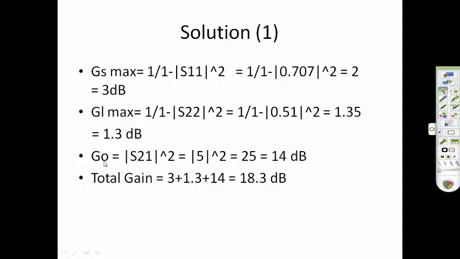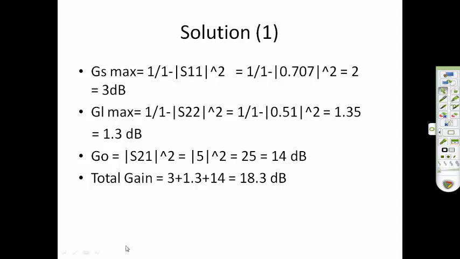G naught is the gain of the transistor, depending on S21. We multiply by |S21| squared, which equals 5 squared, so we have 25, and 14 dB. The total gain equals 3 plus 1.3 plus 14, so we have 18.3 dB. This is the maximum total gain we can get from this transistor.